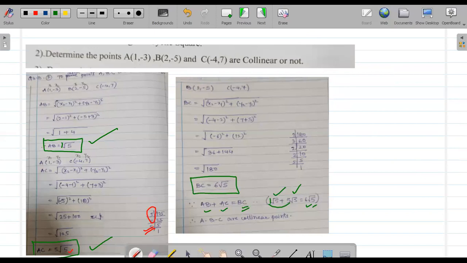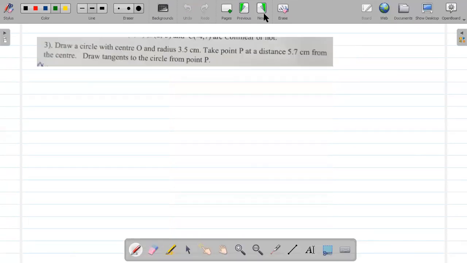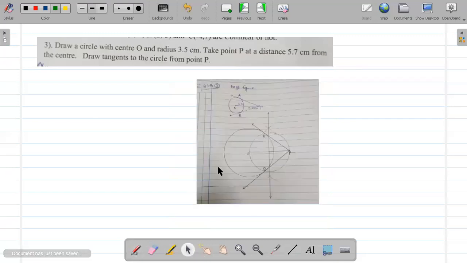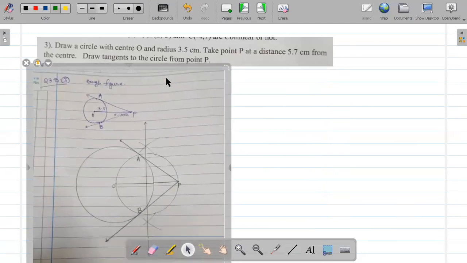Question number 3. We saw 2 just now, we move to question 3 now. That's a problem on construction. So start with drawing out a rough figure, a rough figure like this. And then you do the actual working, where you start with drawing out the circle using the radius 3.5 centimeters.